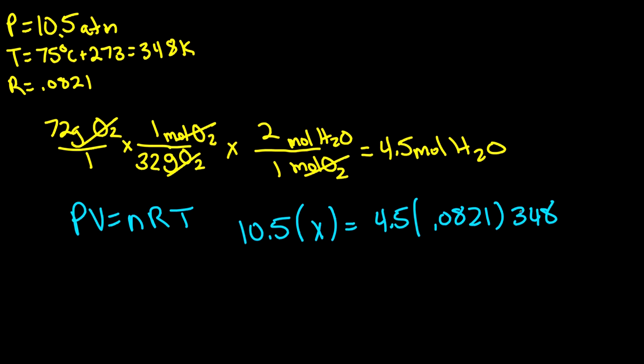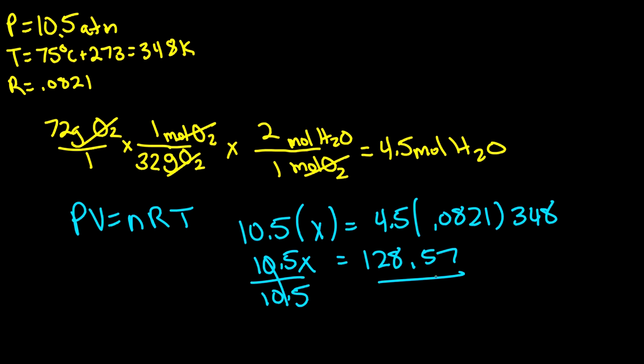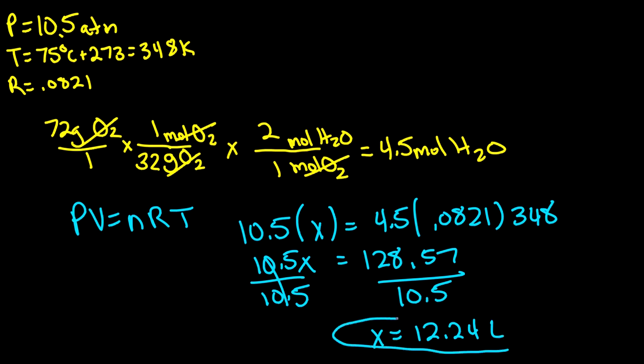Now let's do a little bit of algebra. 10.5 times x is 10.5x. 4.5 times 0.0821 times 348. And we get 128.57. Divide by the value with x. That cancels. X equals 128.57 divided by 10.5. And we get 12.24. 12.24 what? Well, we're looking for volume, so that's going to be liters. There's our answer.